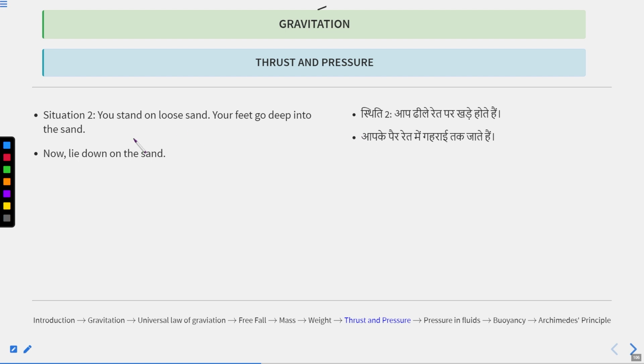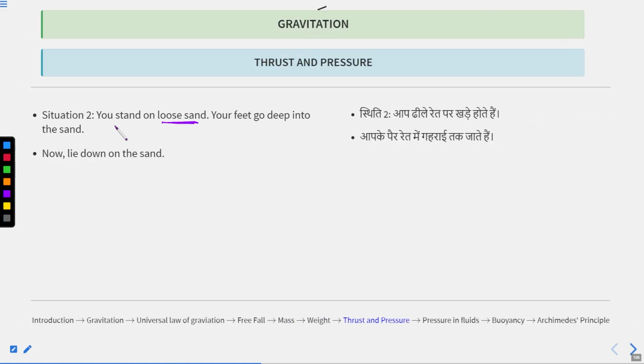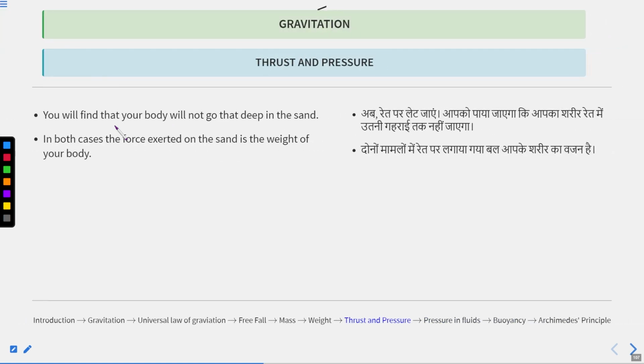Situation number 2 is you are standing on loose sand. Whenever you stand on loose sand, your feet will go deeper into the sand. And if you try to lie down on the sand, your body will not sink. When you are standing on loose sand, your feet will go deep, but when you lie down on the sand, you will find that your body is not going deep into the sand. Why is it happening?